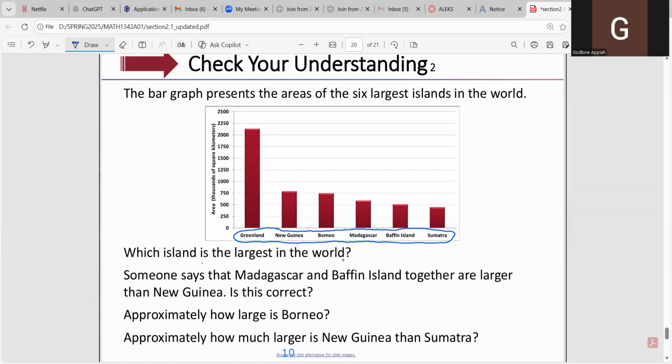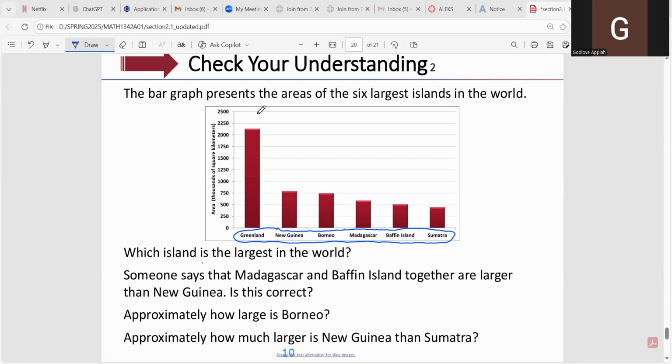So based on the bar graph, which island is the largest in the world? Can you type your answer in the chat? What is the largest island? So everybody is saying Greenland. That is correct. Good job.